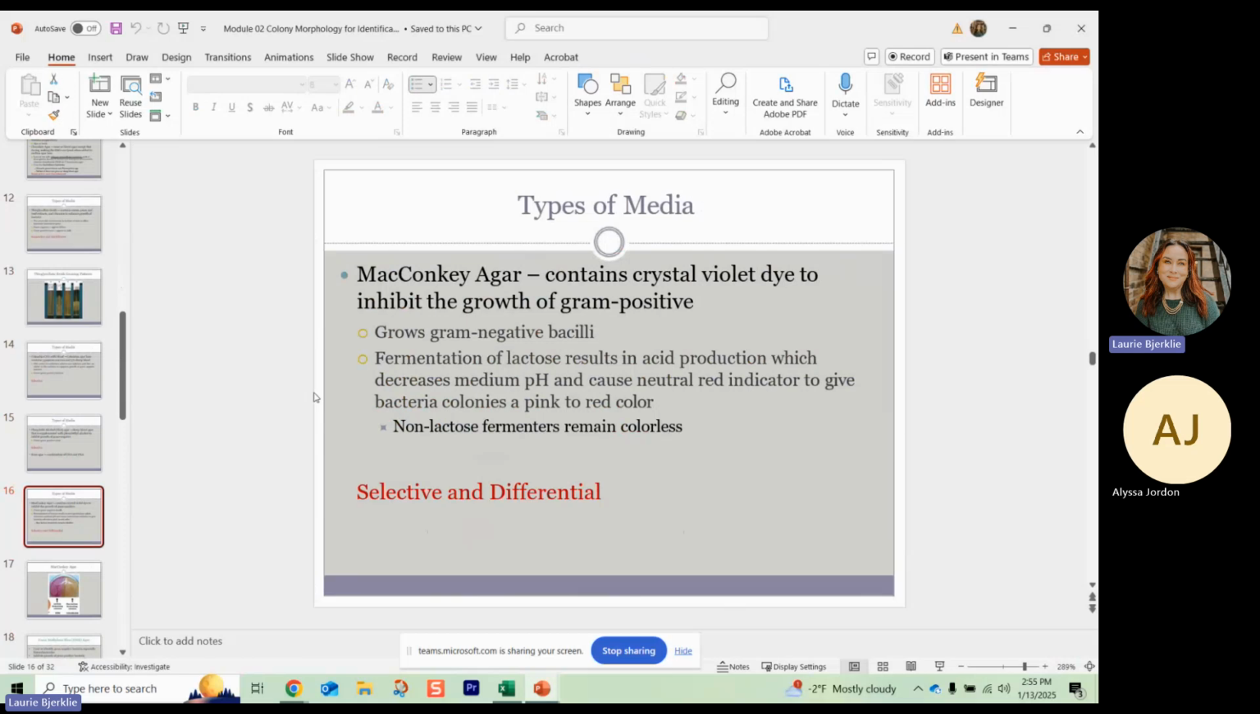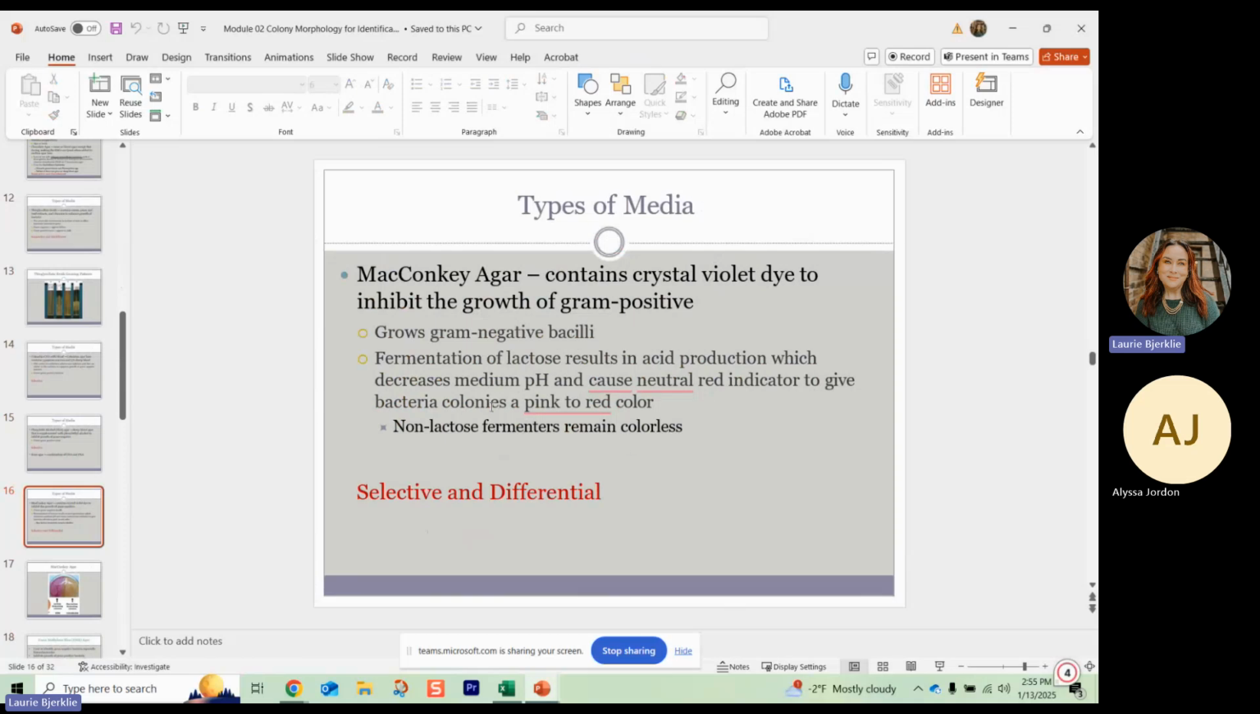All right, MacConkey agar is selective because it is only growing gram-negative rods, gram-negative bacilli. So that's the selective reason. And it's also differential because it will tell us if we have lactose fermenters versus non-lactose fermenters. So it differentiates those characteristics of the colonies. It has crystal violet dye in it, violet for purple. So if it's a lactose fermenter, it will be purple colonies. If it's a non-lactose fermenter, they will remain colorless or clear.